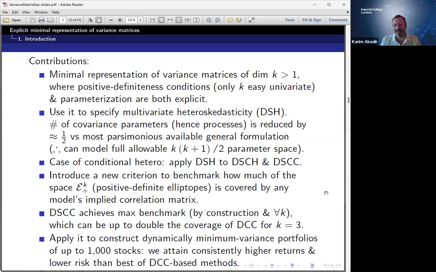And to show empirically that it makes a difference, we apply it to construct minimum variance portfolios over time for up to 1,000 stocks. So it's a large application. And we attain consistently higher returns and lower risk than the best of DCC-based methods. So it's not just a theoretically interesting result, but it's also practically useful.